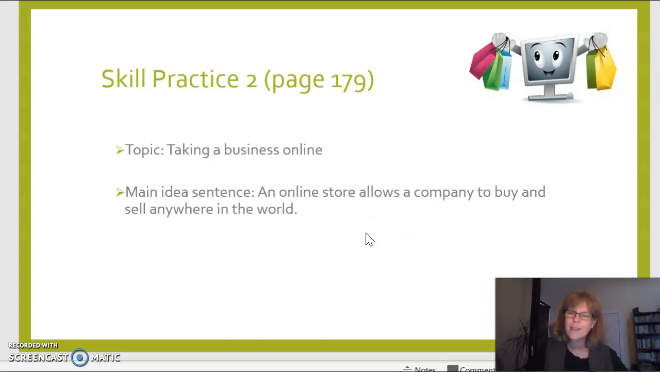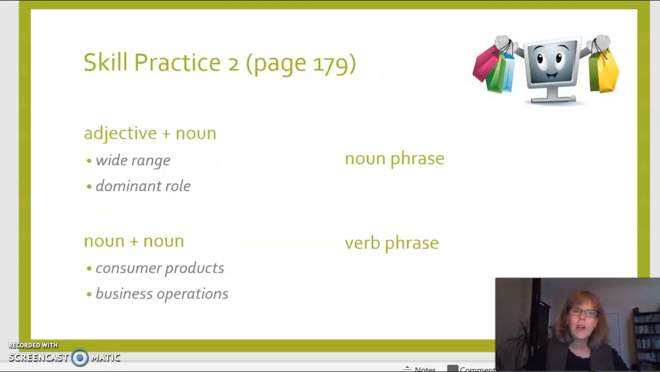But now you have to circle 11 different language chunks. You might want to pause here as you circle them, and I'm going to share them with you in the next slide. So I was looking for adjective noun language chunks, and I found these. They talked about a wide range, a dominant role. I was looking for noun language chunks. I found these, consumer products, business operations.